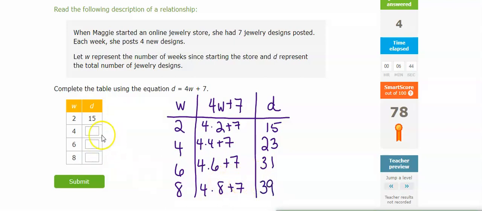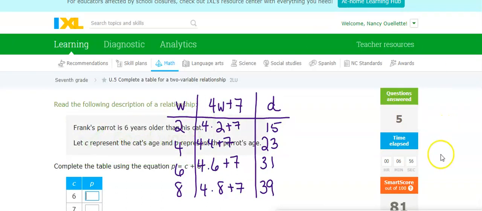Okay, so then I can fill in my chart over here. So this one was a 23. A 31, and a 39. Okay, I think we'll stop there.